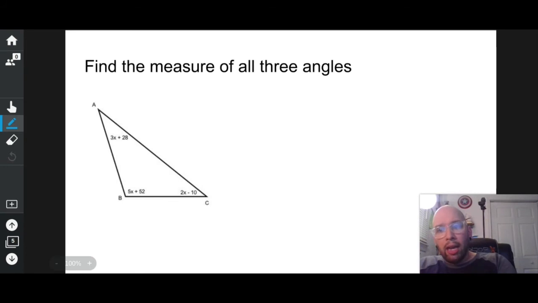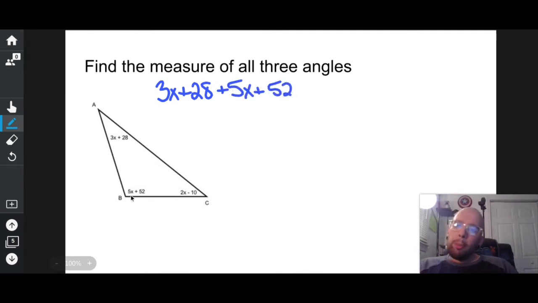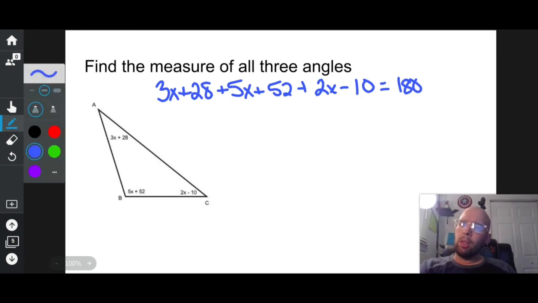So angle A, which is 3x plus 28, plus angle B, which is 5x plus 52, plus angle C, which is 2x minus 10, is going to equal 180. Now, I went in alphabetical order. Do I always have to do that? No, but I'm making a video here, trying to be nice, trying to be accurate.